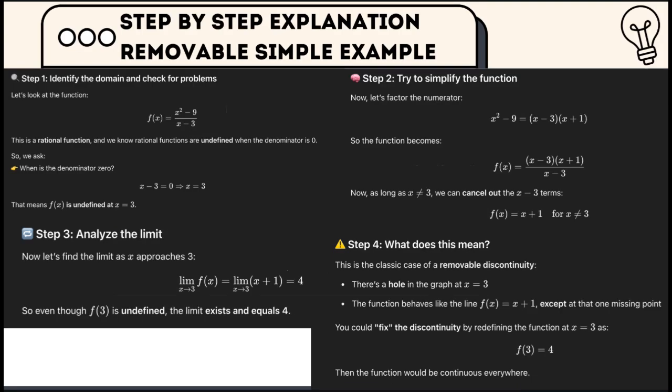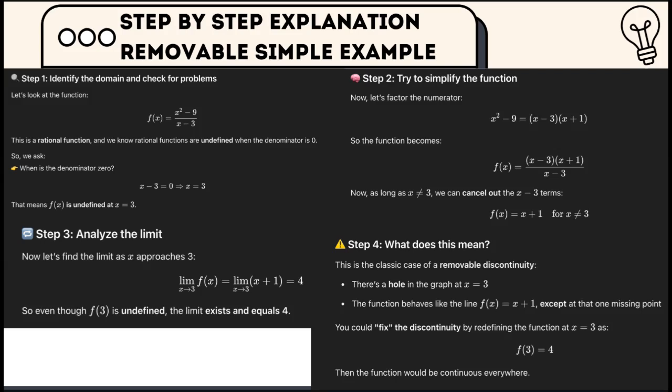Okay, so now for our step-by-step explanation in a simple example. Let's take a look at the function f(x) = (x² − 9)/(x − 3). We're going to identify our step-by-step process. For step 1, we need to identify the domain and check for problems. This is a rational function, and we know rational functions are undefined when the denominator is 0.